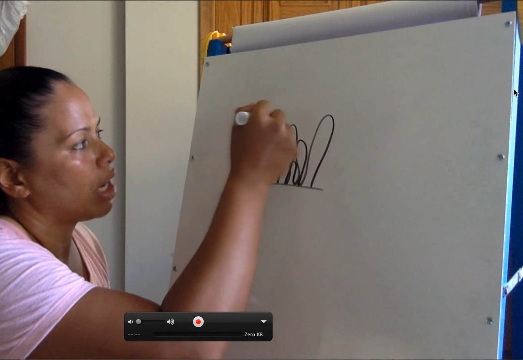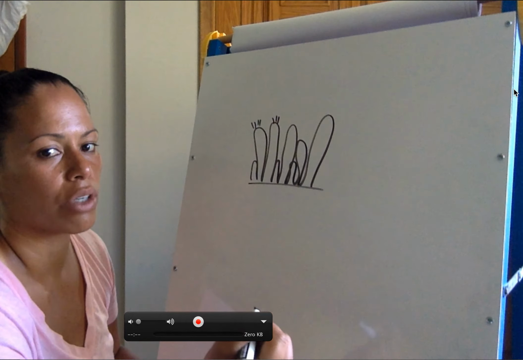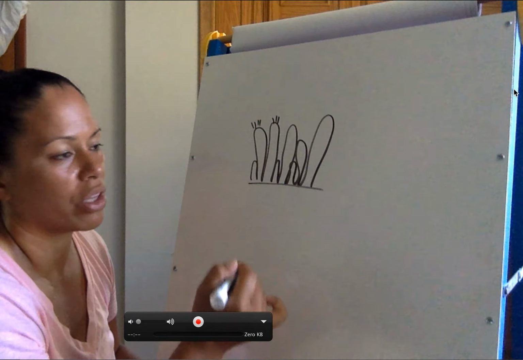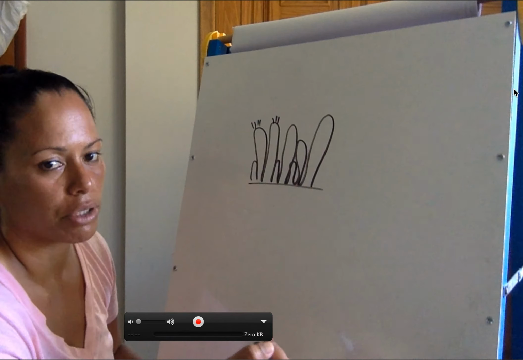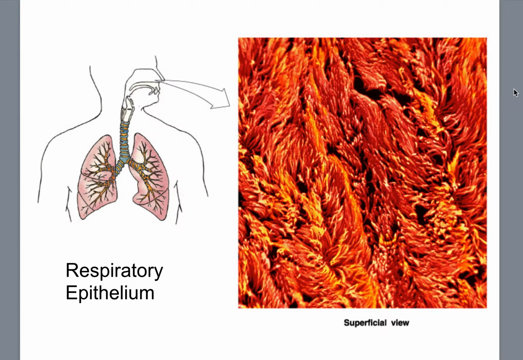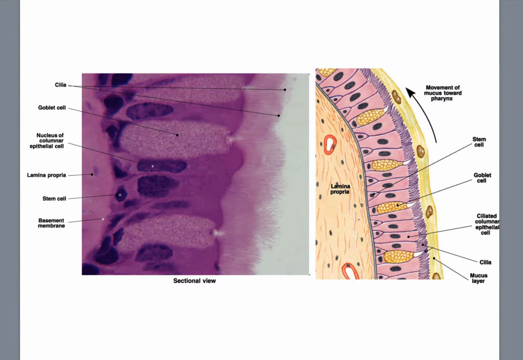There's cilia at the top. What are cilia for? To increase surface area for absorption. So pseudostratified ciliated columnar epithelium, because these have column shapes to it. One word for you guys to remember. And what is the point of cilia?